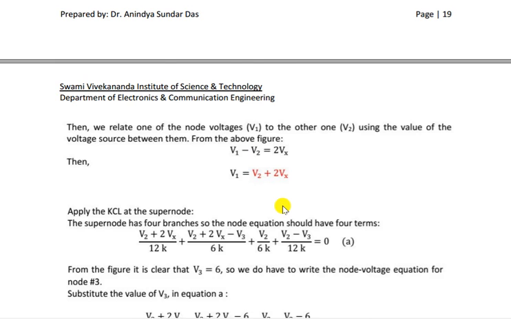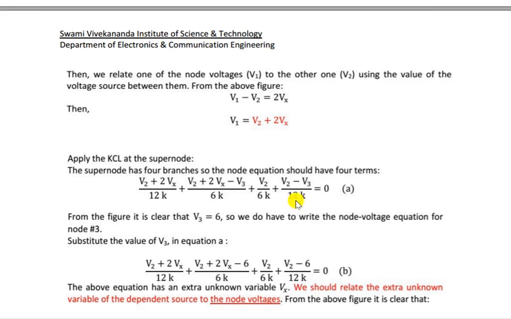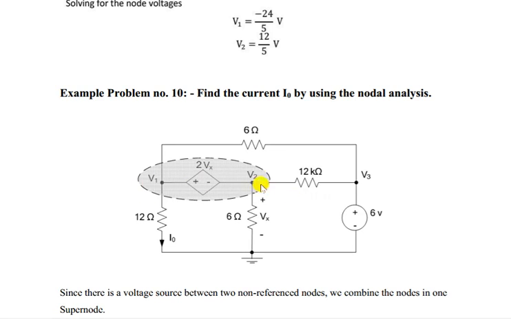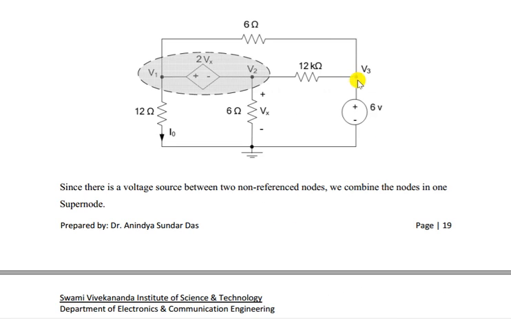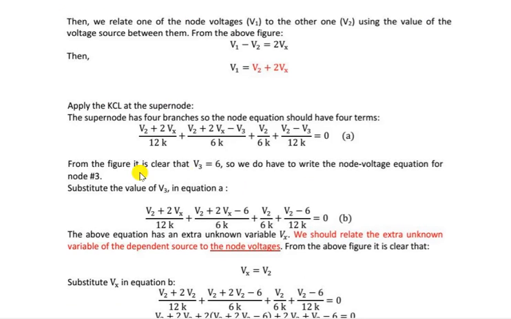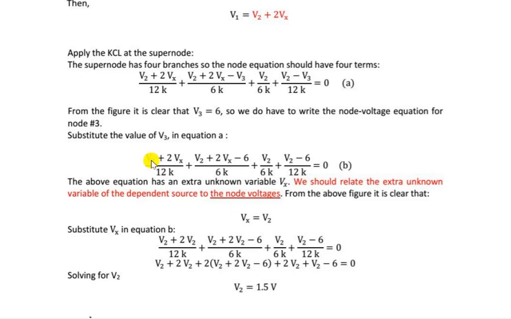Okay, this is the first equation. Now this equation is over. Now V3 value is known, which is equal to 6 volt. So what will we get? We will get an equation where two unknowns are there, V2 and Vx. Right? And after solving, you will get this one.